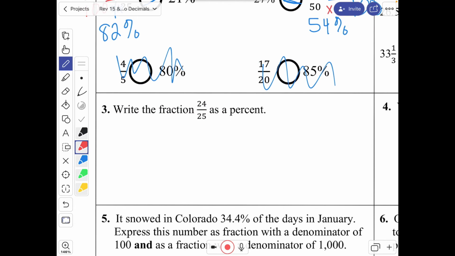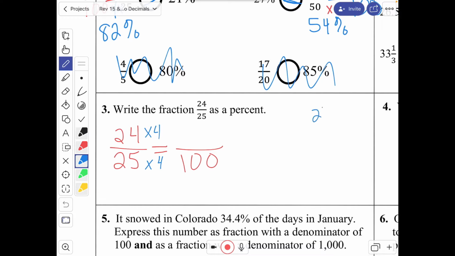Number 3, it says write the fraction 24 over 25 as a percent. Percent means over 100, so I want to make an equivalent fraction with the denominator of 100. Think about quarters. What would I need to do to 25 to get to 100? Times 4. So if I do that on top, I get 96. So as a percent, that would be 96%.